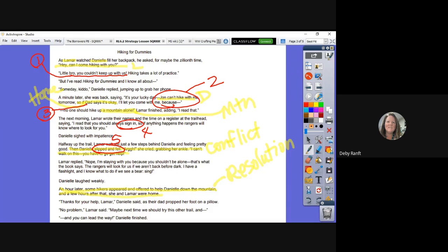Let's reread that last little bit. So turn to where it says halfway up the trail. Lamar was just a few steps behind Danielle. Okay, it's the second to last paragraph on the first page. You there? Okay. So we're looking for the next important plot event. The next most important thing that happens in the story.